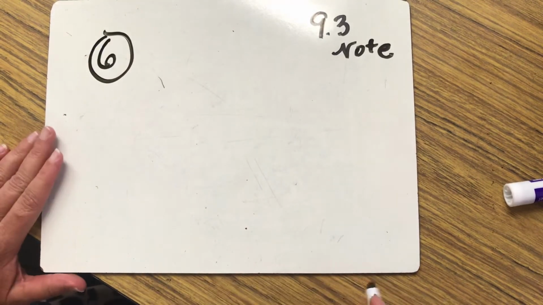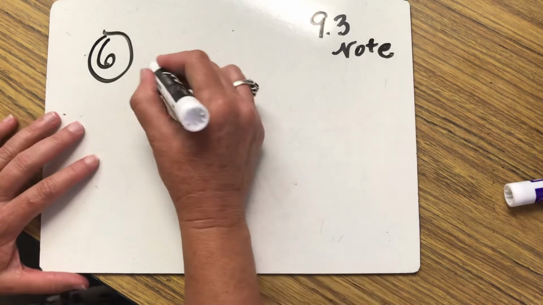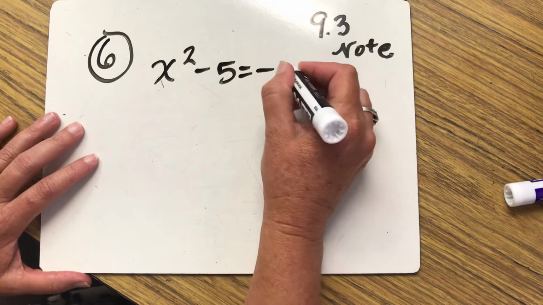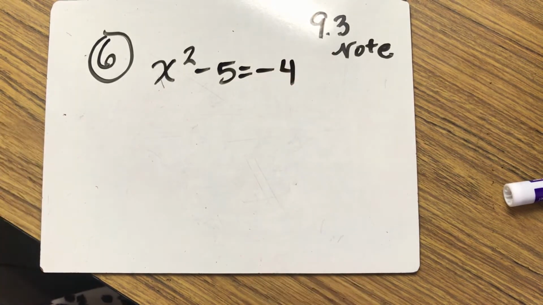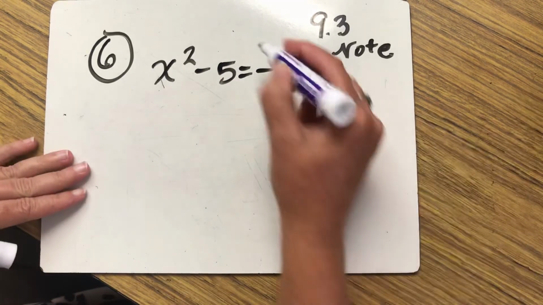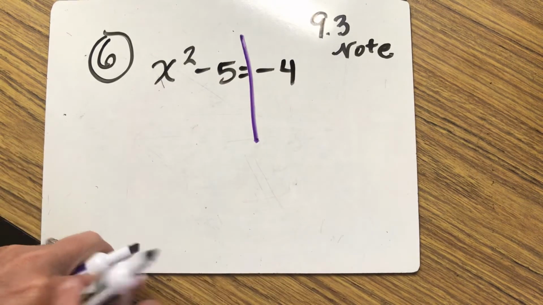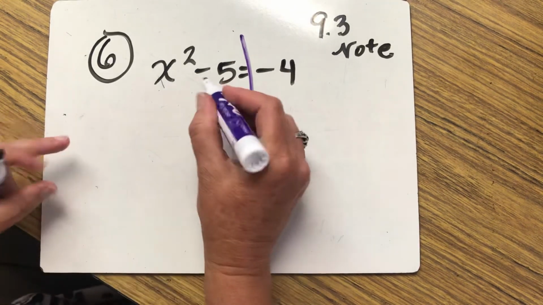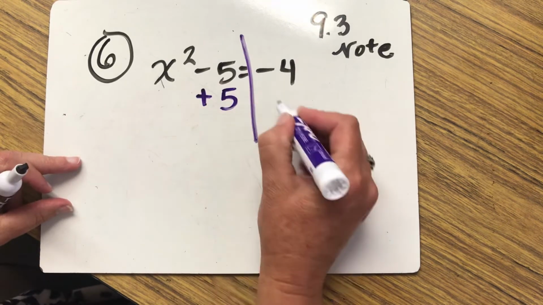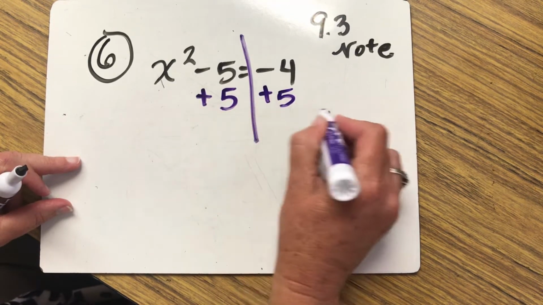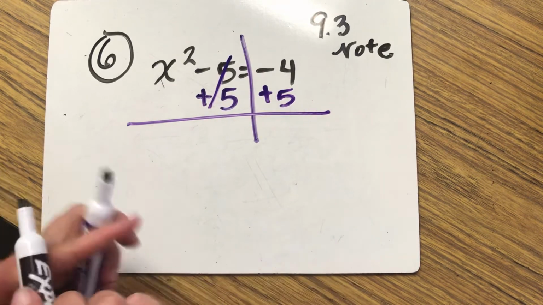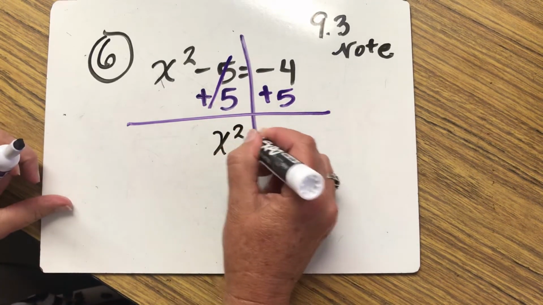Okay, so number 6 is x squared minus 5 equals minus 4. So the first thing we do is draw a line. The opposite of minus 5 is to add 5. And whatever we do to one side, we do to the other. 5 take away 5 cancels. I'm left with my variable squared equals.